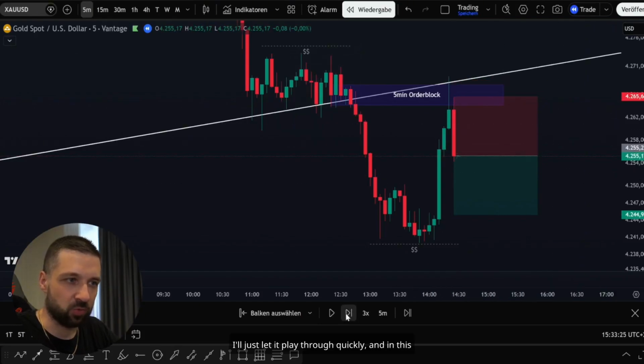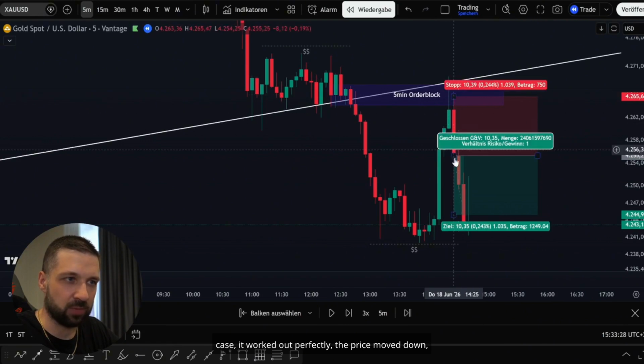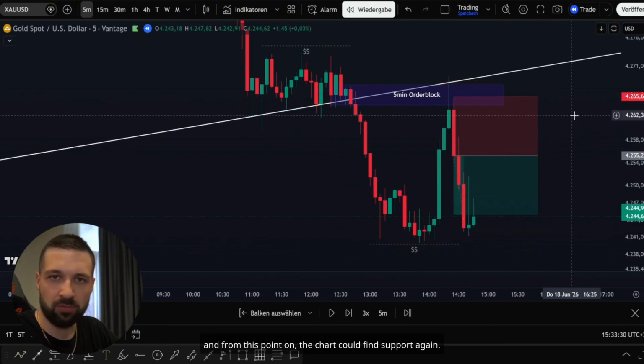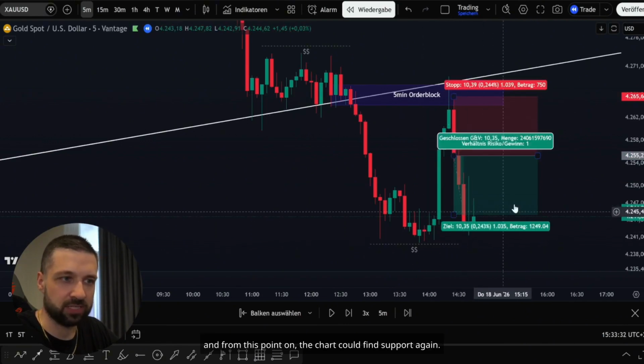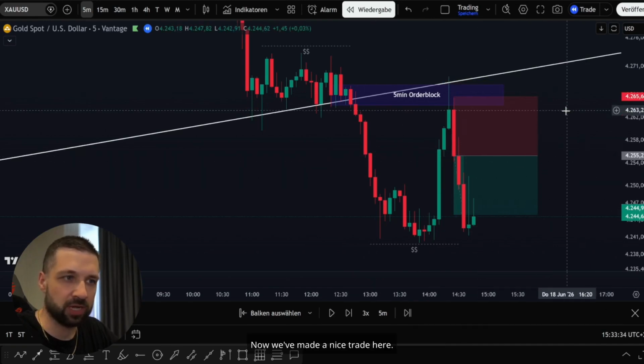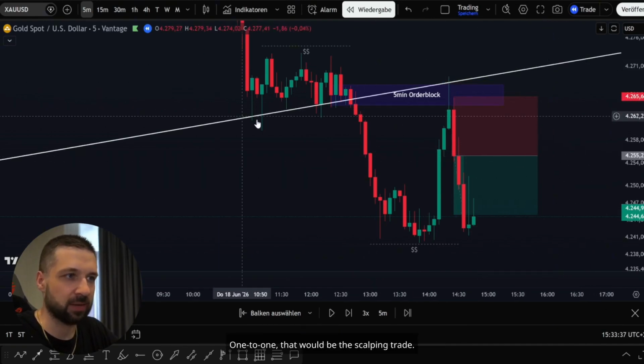I'll just let it play through quickly, and in this case it worked out perfectly, the price moved down, and from this point on, the chart could find support again. Now we've made a nice trade here. 1-to-1, that would be the scalping trade.